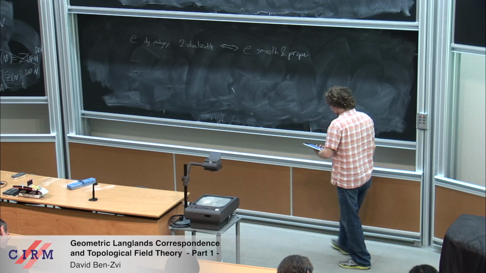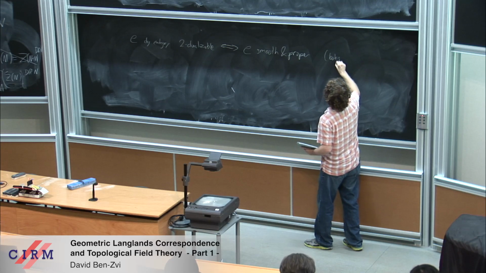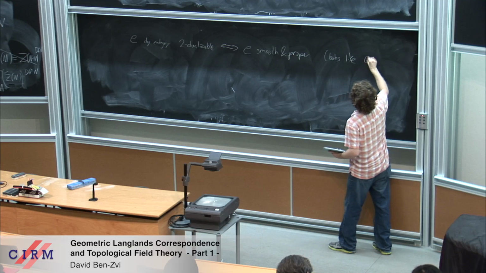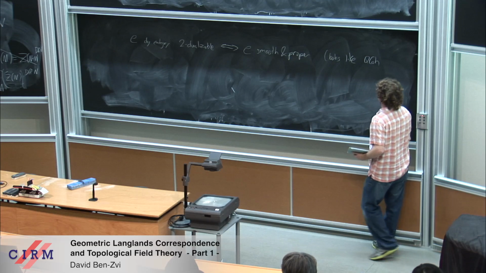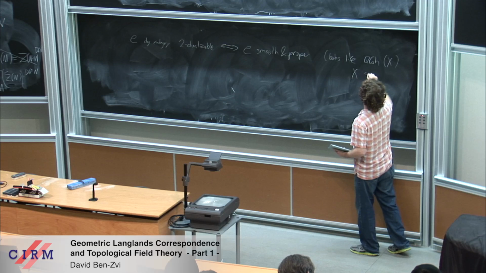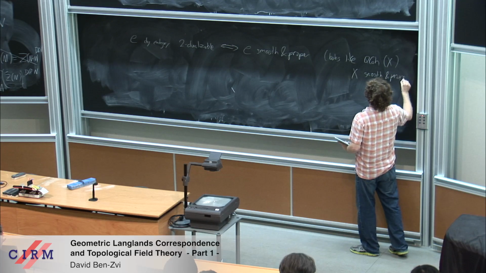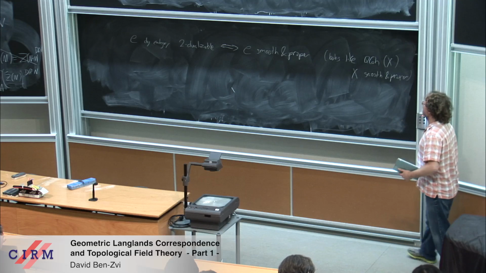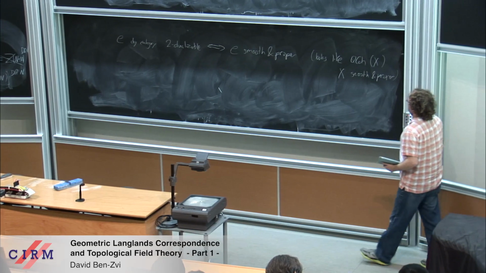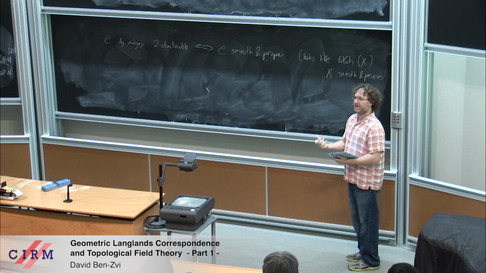So what does this mean? It means it looks like sheaves, say quasi-coherent sheaves, on a variety X, where X is itself a smooth and proper variety. How do you test that it looks like sheaves on a smooth and proper variety? I need to look at my evaluation and co-evaluation morphisms. I need them to have adjoints.